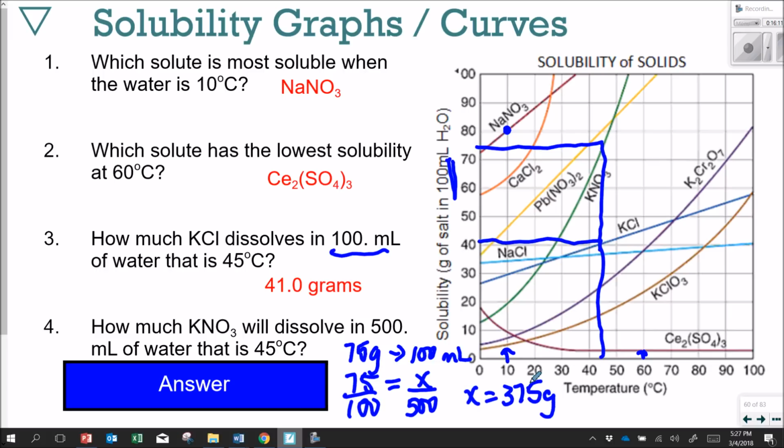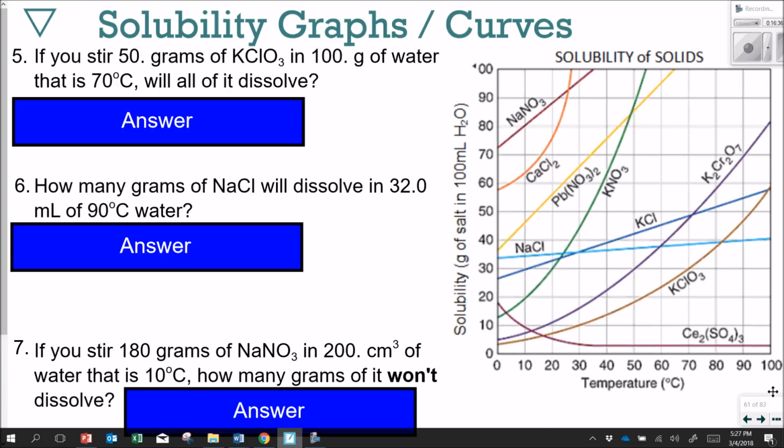375 grams. If you stir 50 grams of potassium chlorate in 100 grams of water, that is 70 Celsius, will all of it dissolve? So I again check my amount of water. It does match. Remember that grams and milliliters are interchangeable.